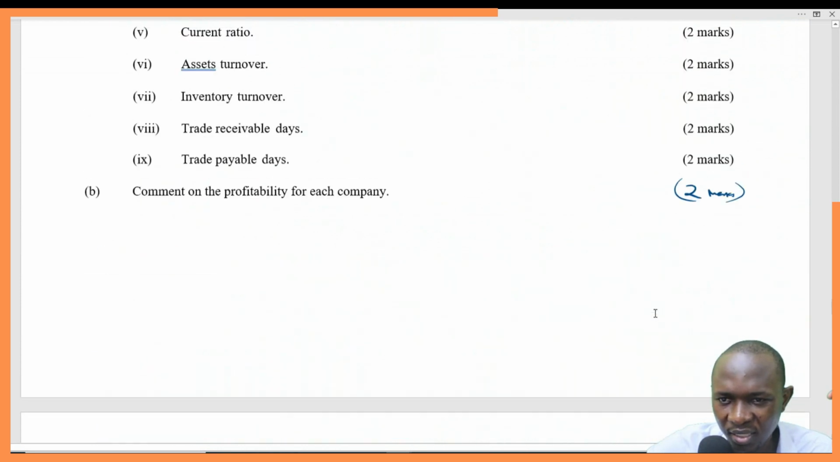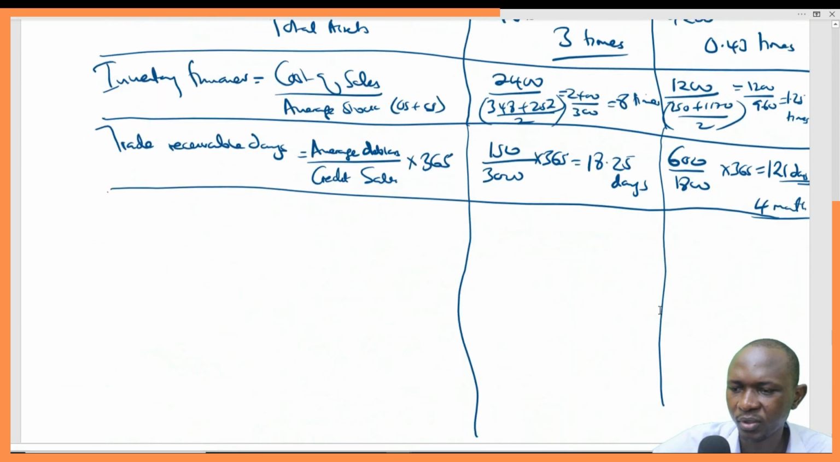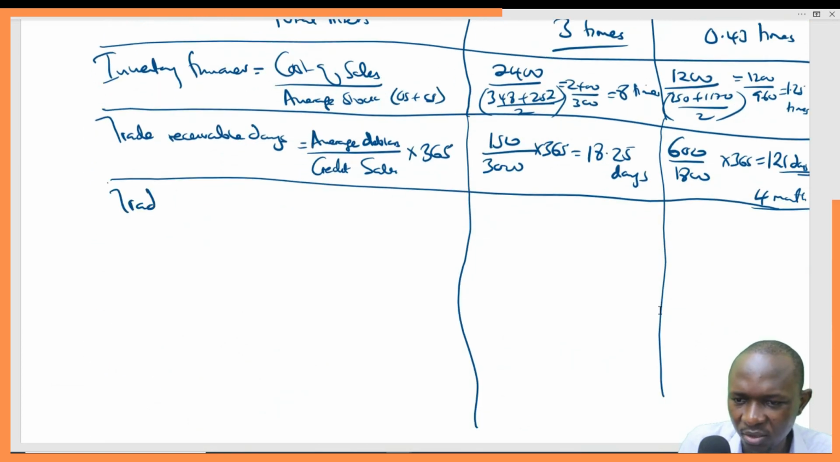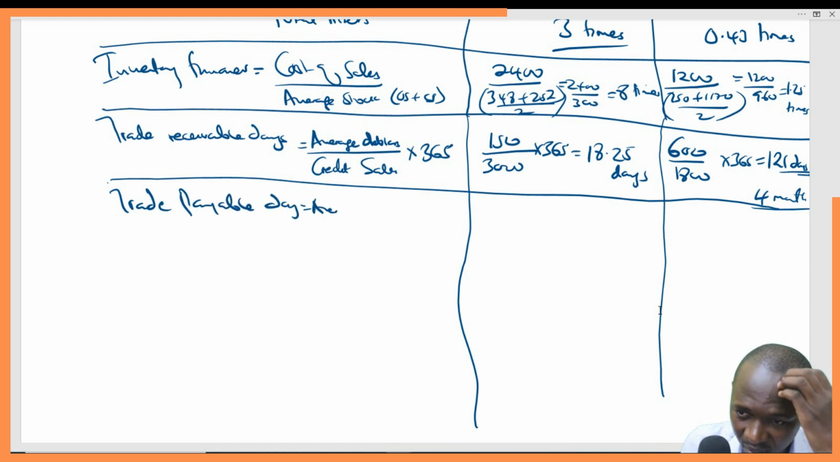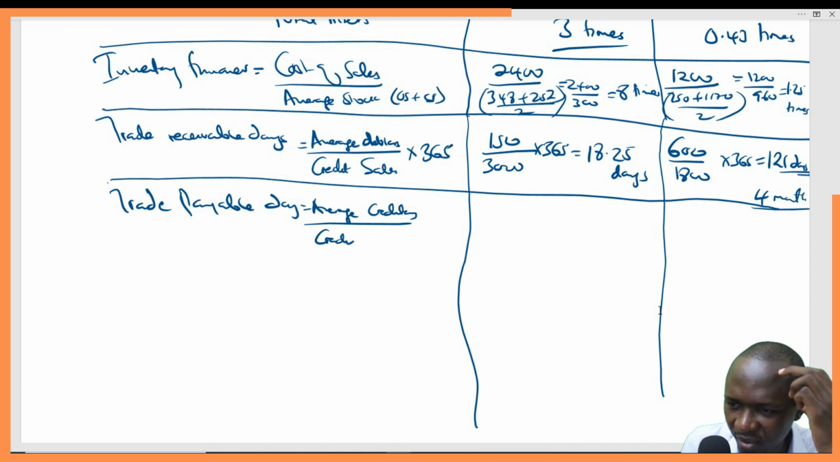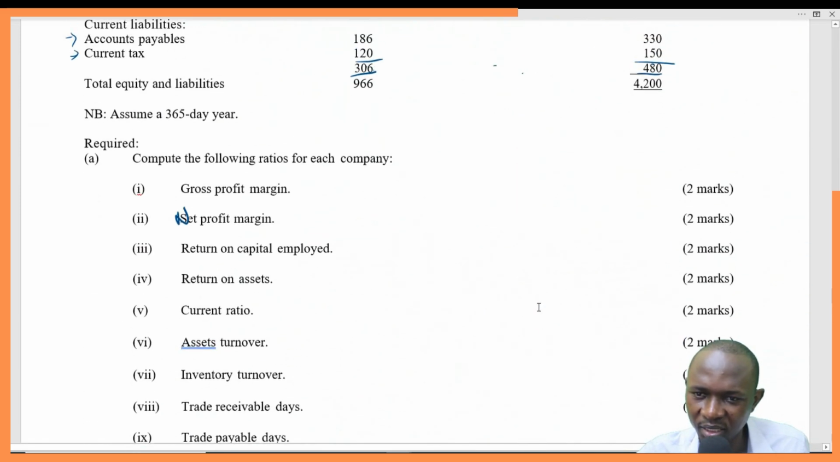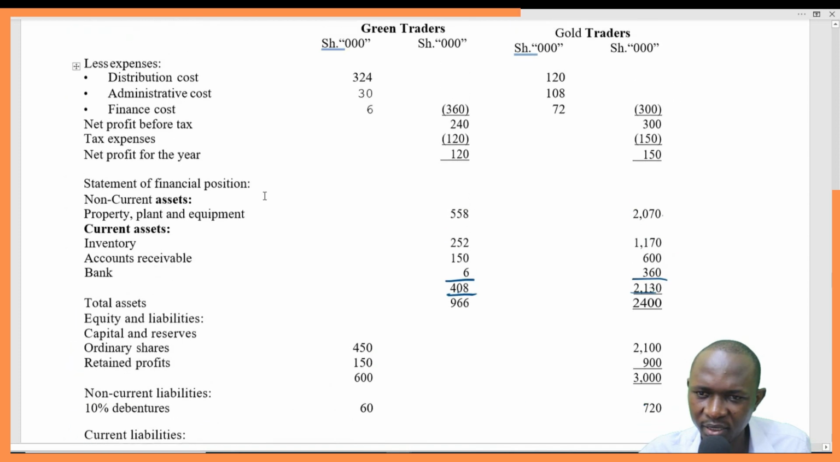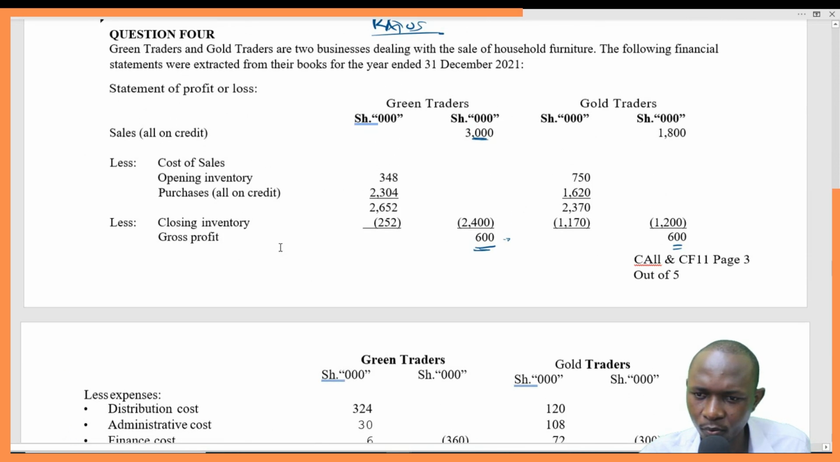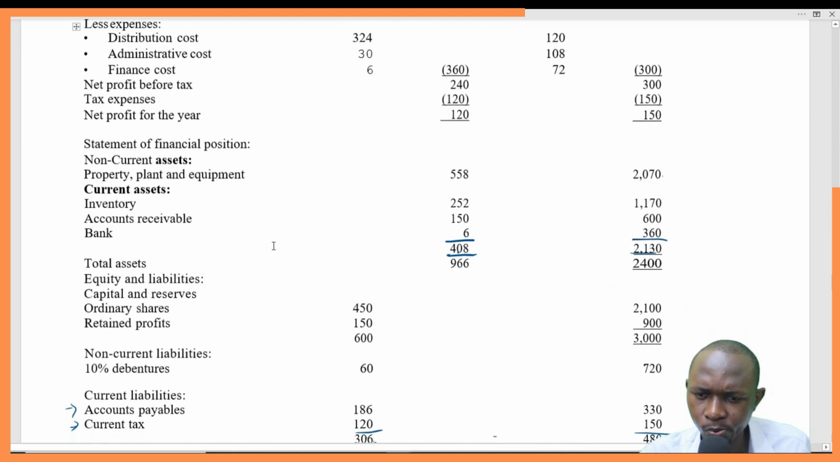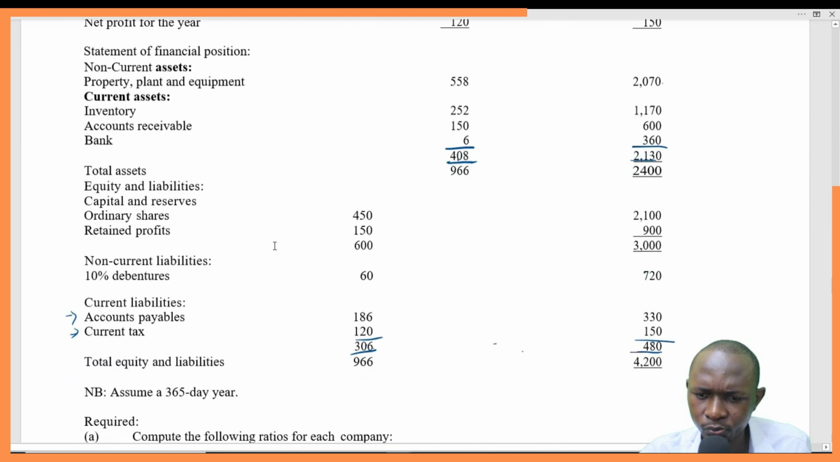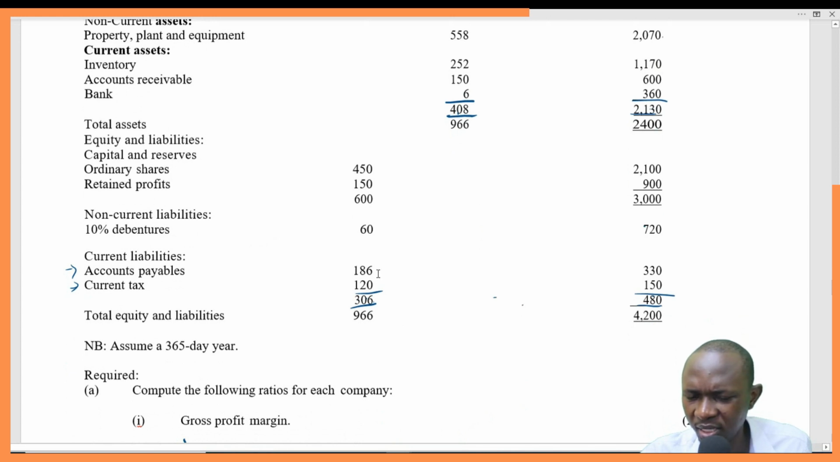Let's go to, I think, the last one, trade payable days. This will be average creditors over credit purchases times 365. So simply go back up there and get the average creditors. Creditors is accounts payable. So 186.